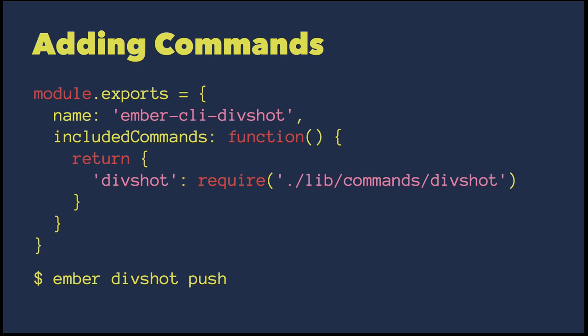So commands are another thing you can add. So divshot adds a bunch of commands, so you can take your Ember CLI app and push it up to divshot. There's similar things like pushing your app up to S3 and various things like that. And this just has an included commands hook, which takes an object with the name of the command and all the stuff that command does. It does a lot. It's worth checking out because it's quite interesting how you can just basically add a bunch of commands to your app.